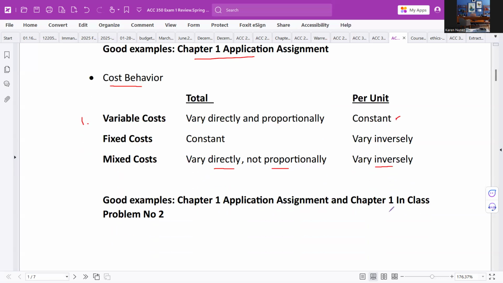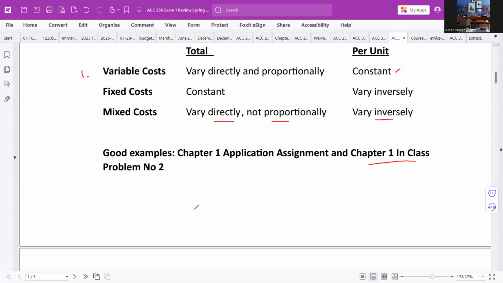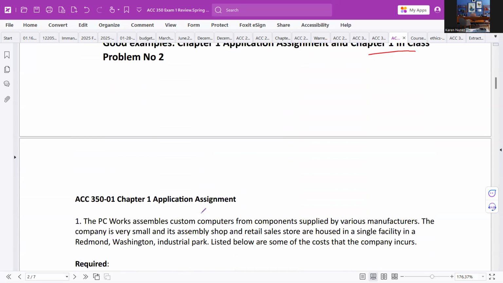Again, you want to go back and take a look at chapter one. We did look at cost behavior patterns, and I've got a problem here where I'll focus a little bit on cost behavior patterns as well. And then another one that you might want to take a look at is the chapter one in-class problem number two, and I think I've reproduced that here.